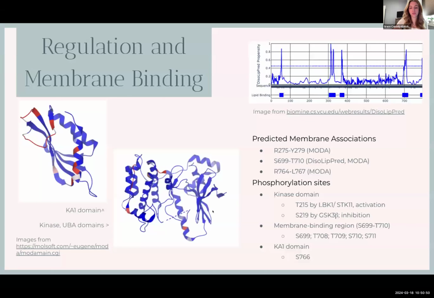And a couple really important phosphorylation sites involved in the regulation of the catalytic subunit are found on threonine 215, which is phosphorylated to activate it by liver kinase B1 and is expected to be inactivated or inhibited by glycogen synthase kinase 3 beta on serine 219. There are many phosphorylation sites within the membrane binding region, which is expected to then inhibit its ability to localize to the membrane.